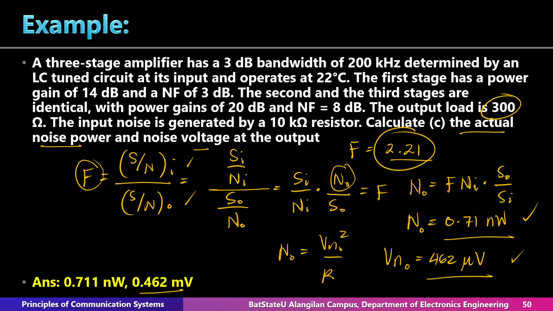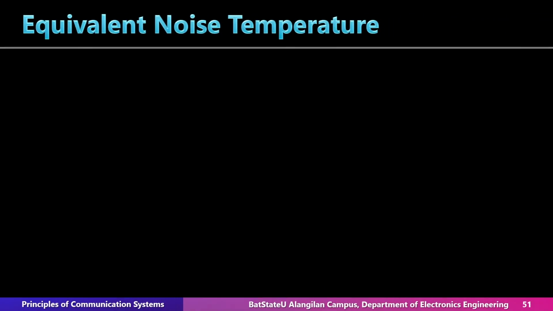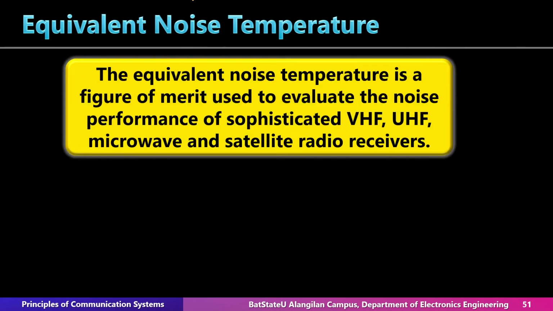Okay po. Now, let us go to the last figure of merit na ginagamit sa pag-evaluate ng noise performance ng isang circuit. Ito ang tinatawag na equivalent noise temperature. So, ang equivalent noise temperature, parang noise resistance, hindi rin siya totoong temperature. This is just a fictitious temperature na ginagamit para i-indicate kung gaano karami yung noise na na-generate ng system.